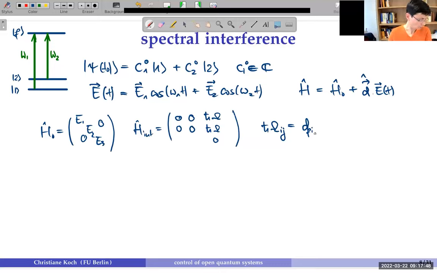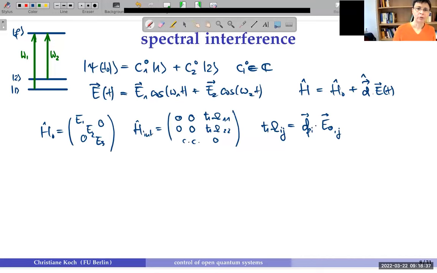Let me write what I wanted to say. So we have here the matrix element that connects the state I to the final state. And then we have the field component J, where J is equal to one or two for the two components in my field. And in the rotating wave approximation, then this will be one, one, and this will be two, two, and complex conjugate.